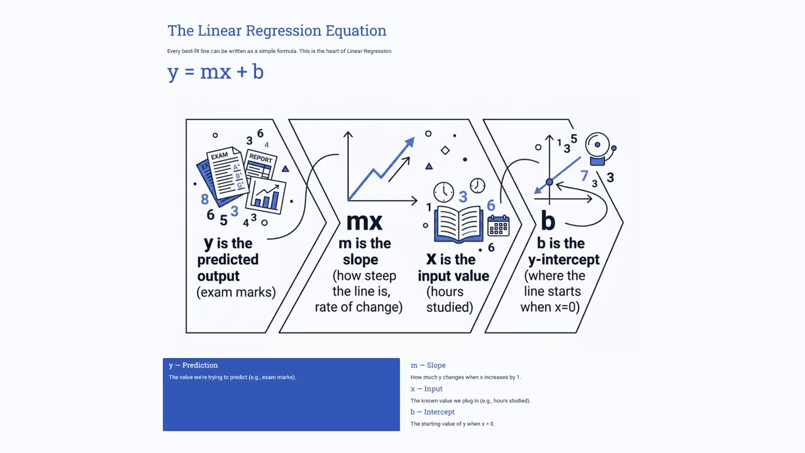Behind the scenes, linear regression uses a simple equation. Here, y is the predicted value, x is the input value, m is the slope of the line, and b is the intercept. Don't worry about memorizing the equation. The main idea is that the model uses the equation to draw the best possible line through the data.